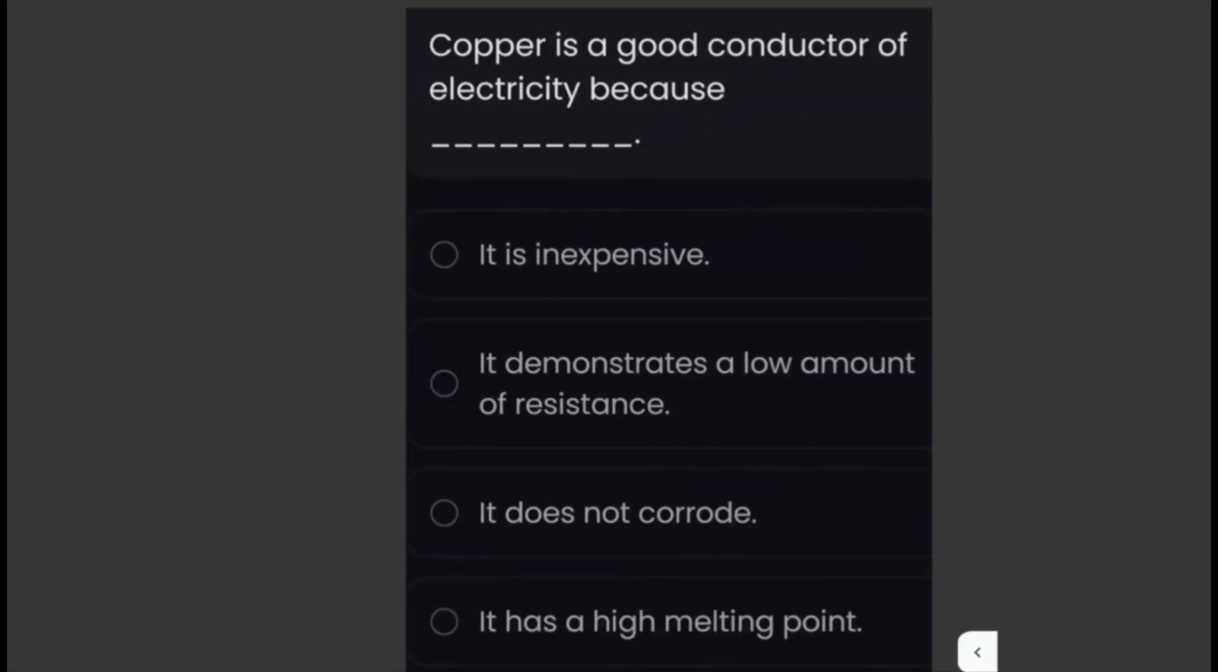Copper is a good conductor of electricity because the answer here should be this one: it demonstrates a low amount of resistance. The flow of electrons, or electric current, is inversely proportional to the resistance, and the material exhibiting the least resistance will be a good conductor of electricity. That is why copper is a good conductor of electricity.